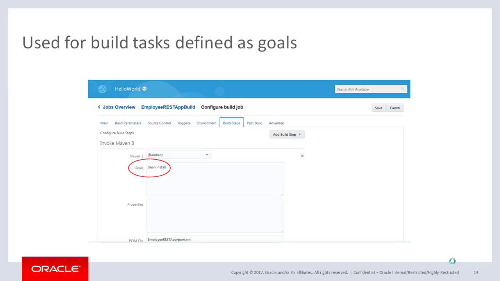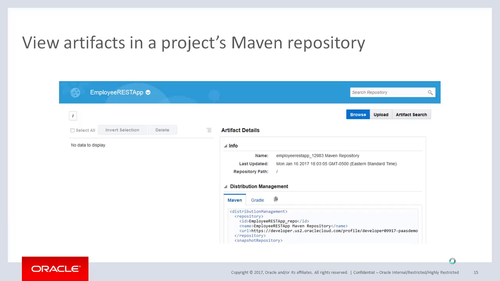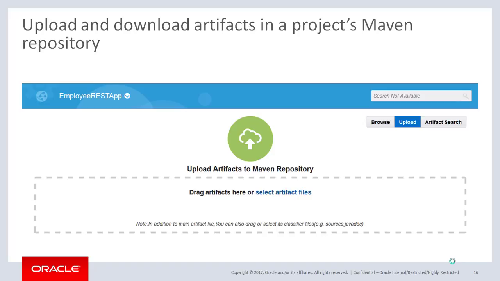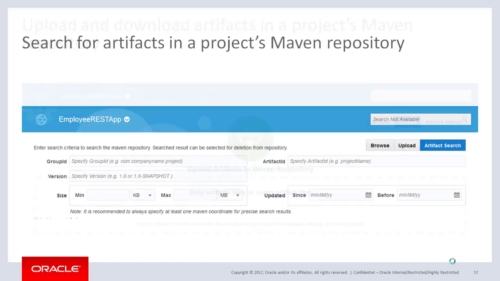The third area where Maven plays a key role in Oracle Developer Cloud Service is with Maven operations on the Maven repository associated with the project. This functionality is accessed from the Maven page. From there, you can view artifacts on a project's Maven repository. You can upload artifacts to and download artifacts from a project's Maven repository. You can search for artifacts in a project Maven repository and use the advanced options shown at the bottom to further refine your search. There are other areas in which Maven is present, but these three are the most important. That wraps up our discussion about Maven in Oracle Developer Cloud Service.